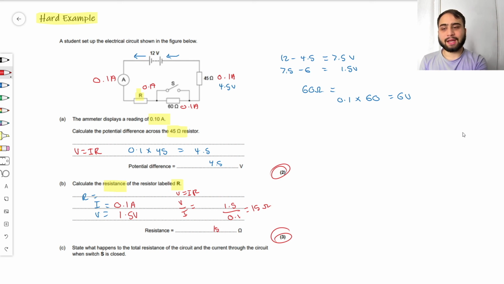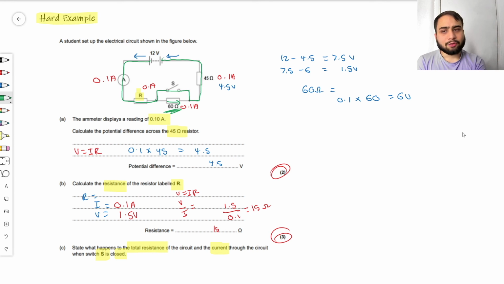I hope you understand. Okay, now let's have a look at what I could argue is the hardest bit of the question. State what happens to the total resistance of the circuit and current through the circuit when switch S is closed. Okay, so switch S is open right now. What happens when it's closed? So we know that electricity always follows the path of least resistance. Okay, so if the switch S is closed, the electricity will flow from here, through here. But rather than going through the resistor, which is resistive, it just goes through the less resistive wire. Because remember, switch S will be closed and it'll just bypass this resistor entirely, going here and back.